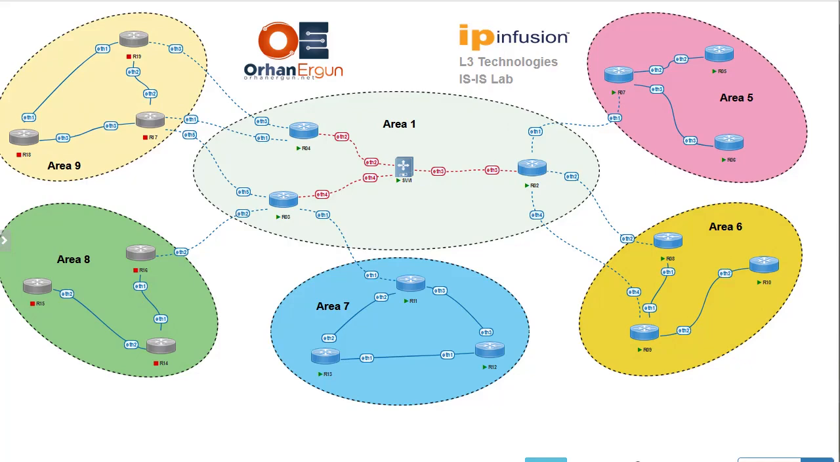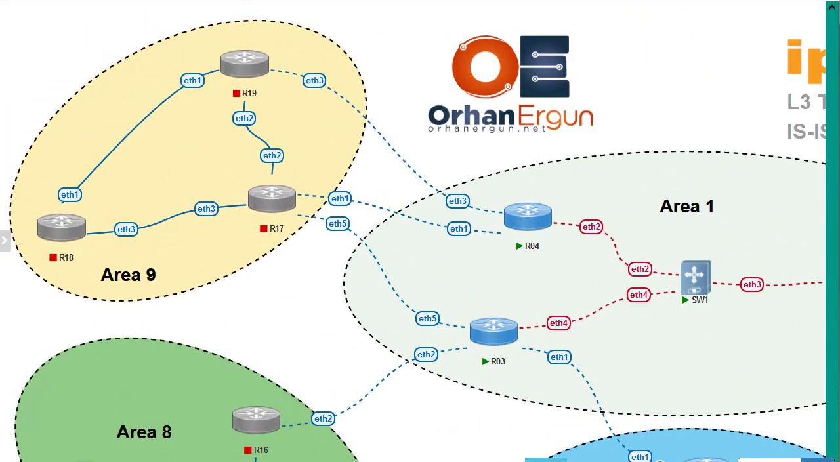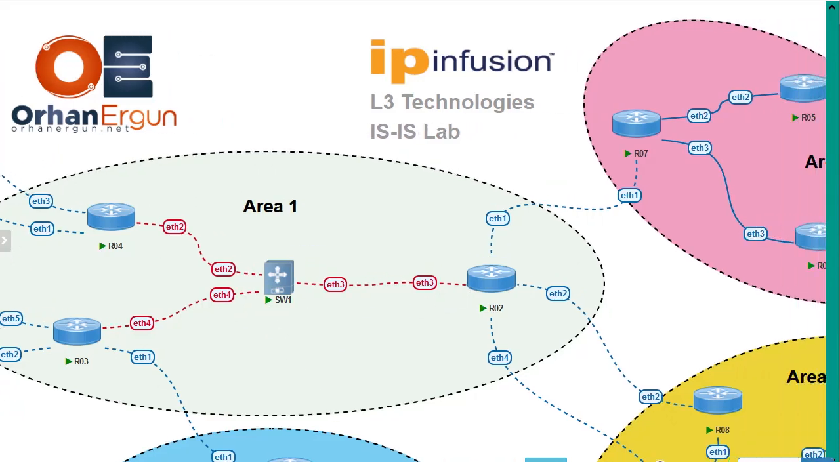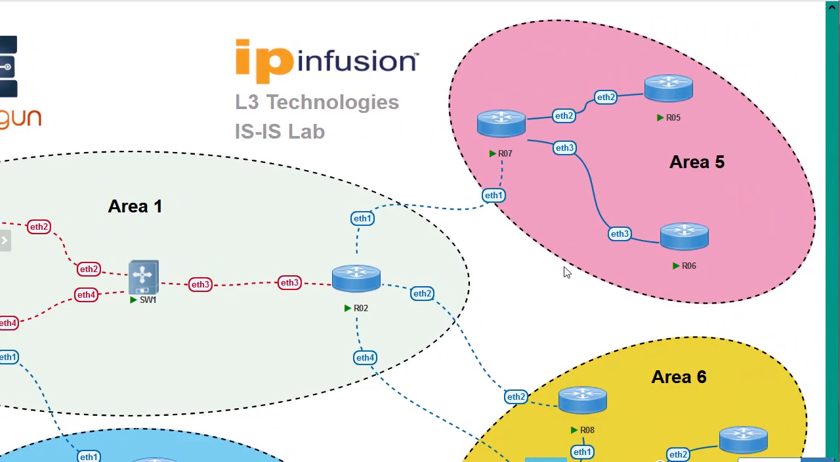If I just zoom into this part, which is of more interest for me, you can see that in the backbone I have 3 routers, all of them connected to each other in a broadcast network using a switch. And also on the right, area 5, which I'm going to work on, is connected to R2 using a point-to-point link here. And the rest of the links, of course, could be configured as point-to-point because we do not really need to have an extra LSP there.